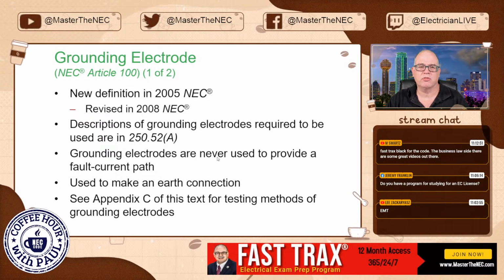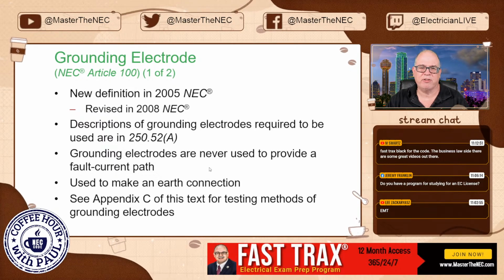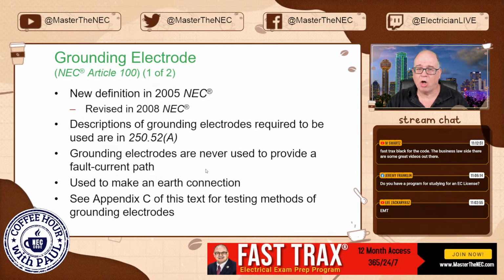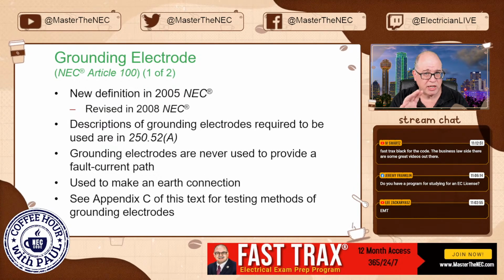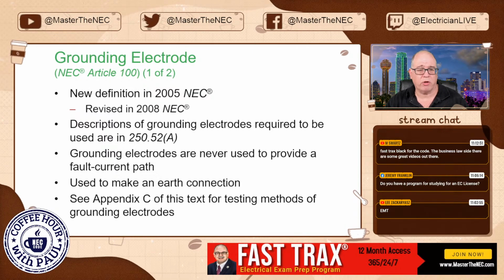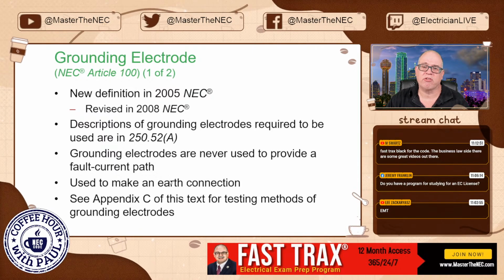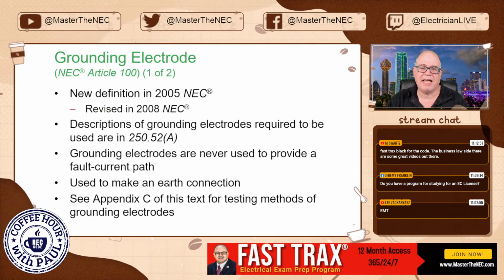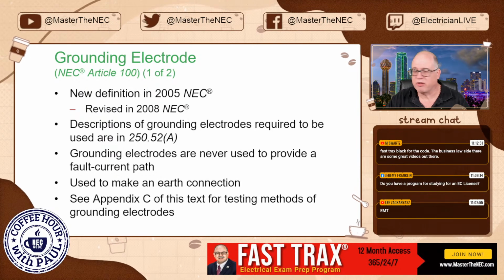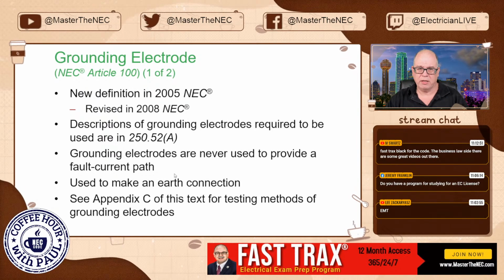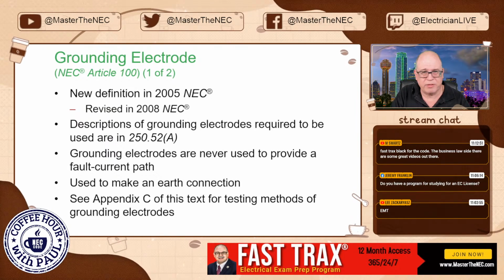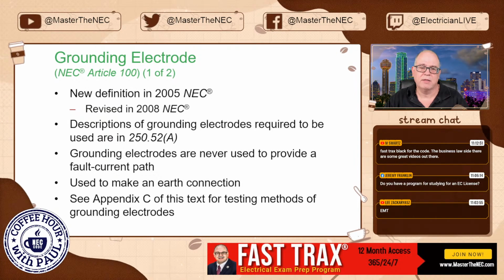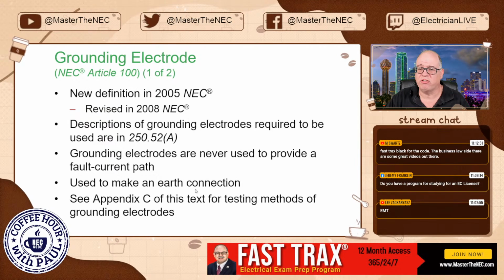Grounding electrodes. The definition was revised in 2008. All of the grounding electrodes that you see are in 250.52(A), so check those out. We are going to cover those in future episodes. Grounding electrodes are never used to provide a fault current path. That is not why we put electrodes in. They are not to be part of a ground fault current path. That is not what they're there for, okay? They're used to make that connection to earth.